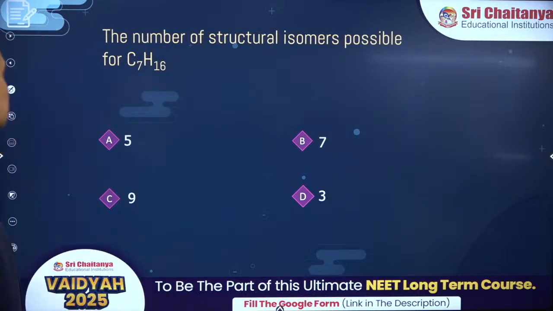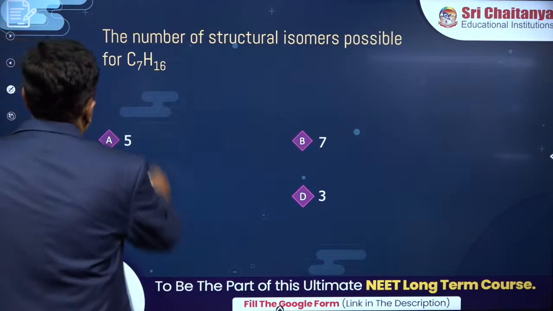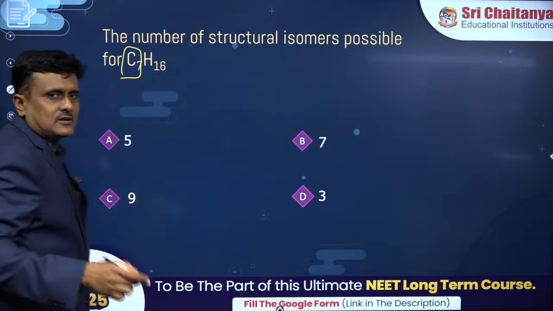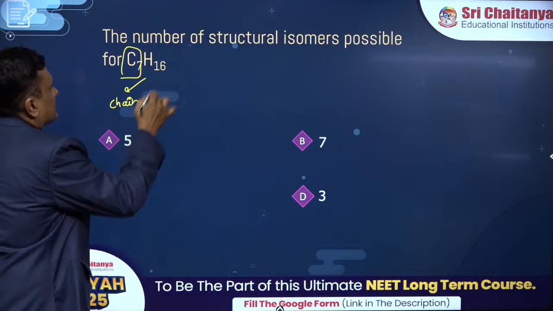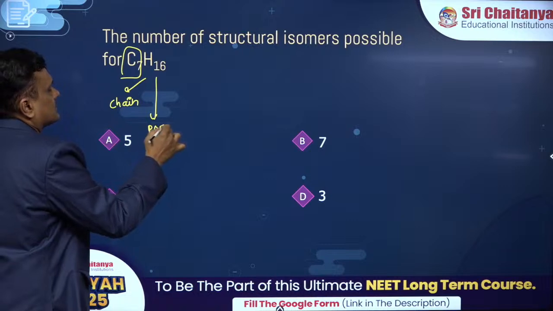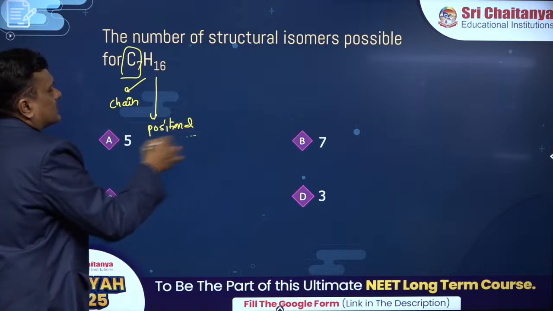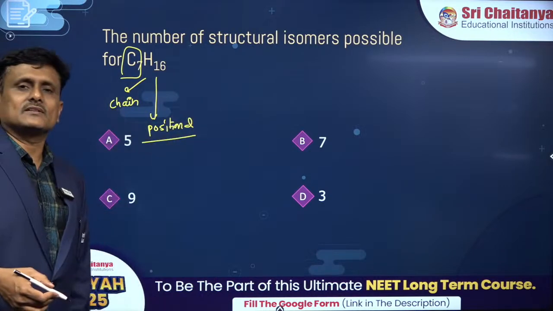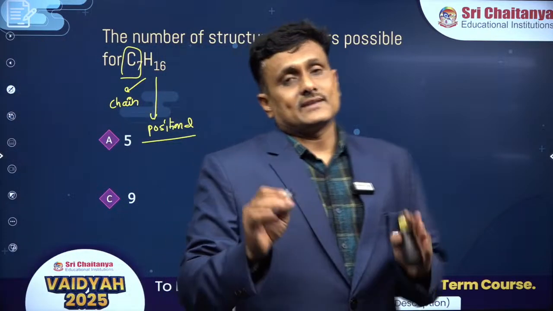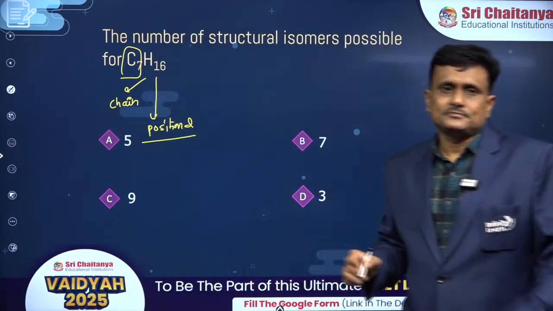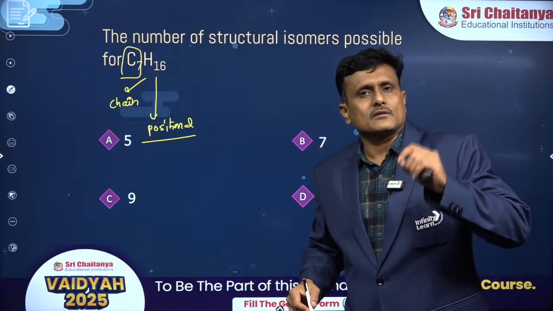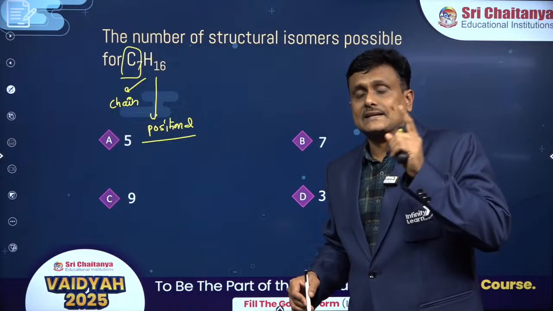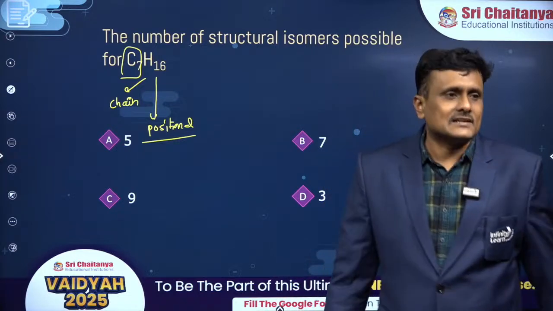Alright. Number of structural isomers possible. Always remember, when you are given a particular formula and structural isomers are asked, with a hydrocarbon you can anticipate what? One is chain, the other one would be positional. What else do we get? With a hydrocarbon of the formula C7H16, which is an alkane, CnH2n+2, what you need to do is always write that the number of possible structural isomers is greater than the carbon number. This is a hint that I am providing.